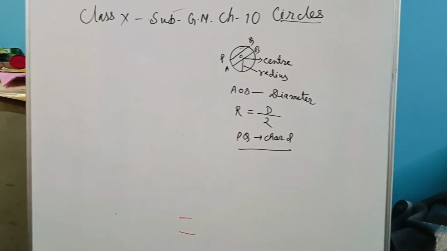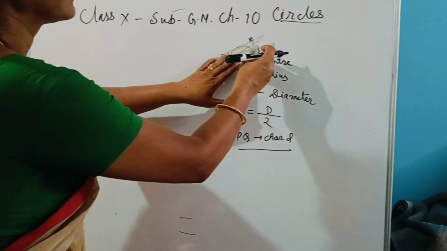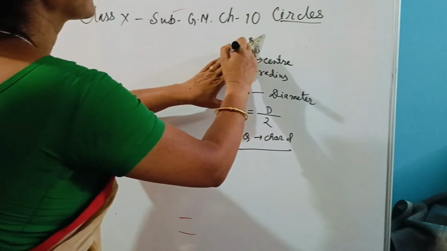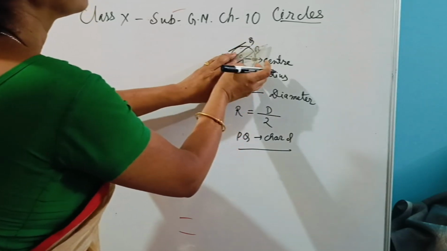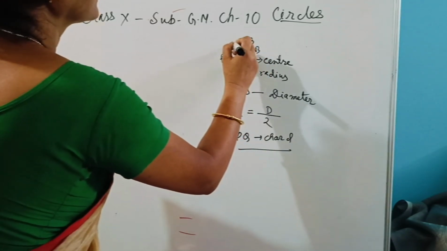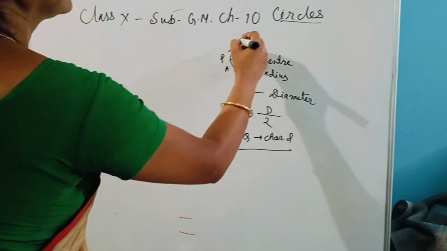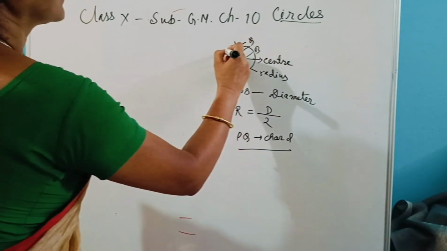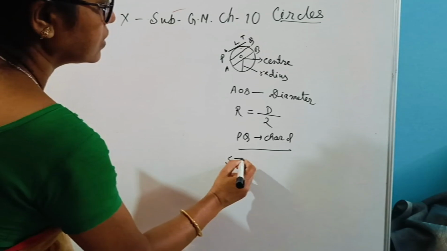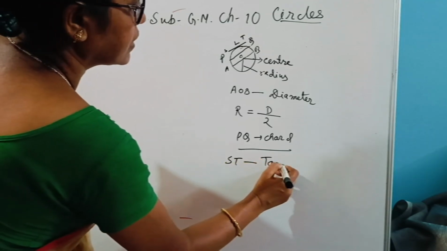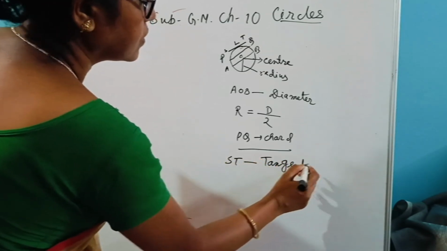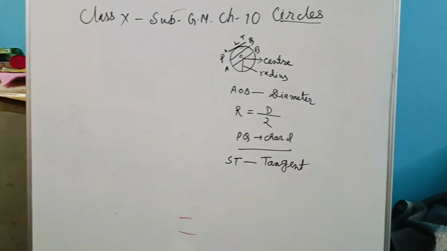Now, what is a tangent of a circle? If we draw a line at a point outside, okay, of the circle, suppose it touches a point on the circumference of the circle, and here we draw a line. Suppose it is L, okay, and this is known as ST. ST is known as the tangent. Understand this? It is known as the tangent of the circle.